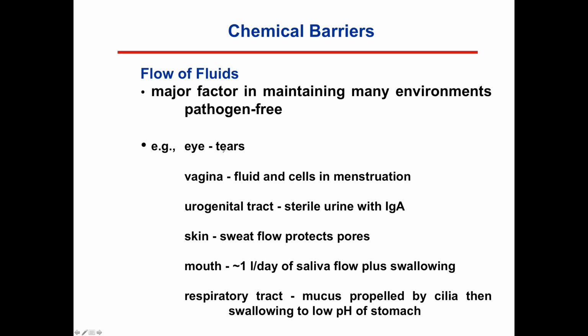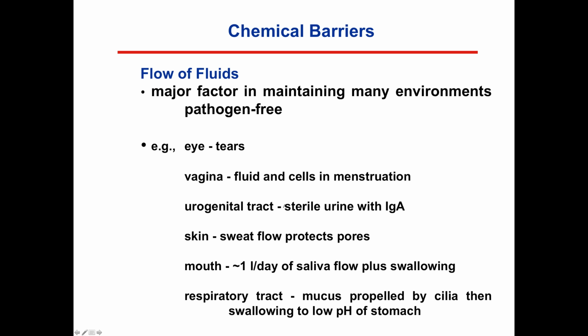The eyes: tears. A major problem for people who have dry eyes is infections in their eyes, so continuous tears are important. In the vagina, there are fluids and cells of menstruation. These fluids allow this to be removed and allow the fluid to flow out of the vagina.